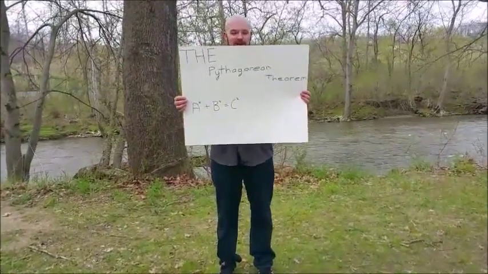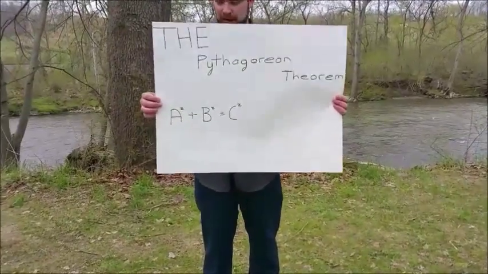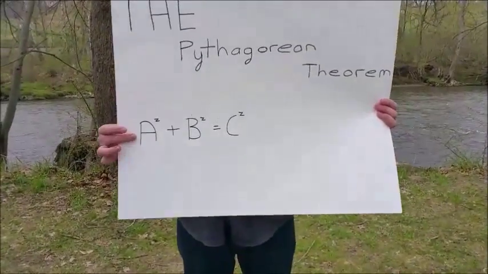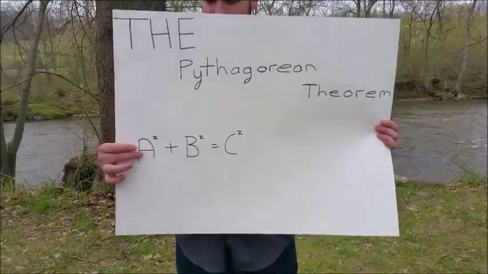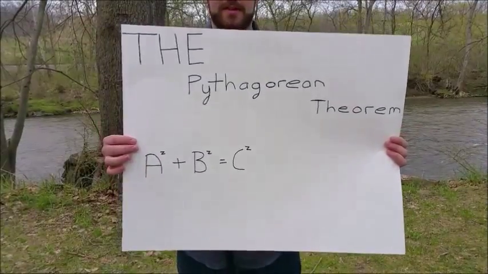Today we're going to learn about the Pythagorean Theorem. It's a simple way to solve right triangles. The formula is as follows: a squared plus b squared equals c squared.